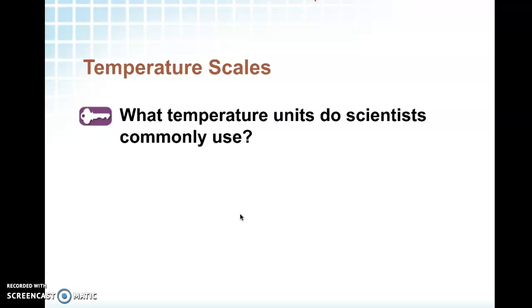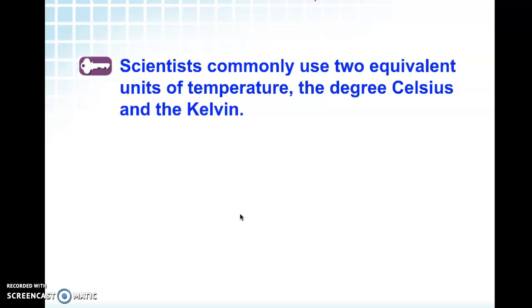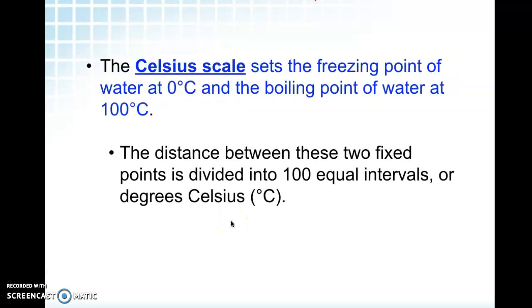Okay, now we have temperature scales. Temperature is defined as a measure of how hot or cold an object is. We're going to use 2 scales: degrees Celsius and Kelvin. We're not going to do anything with Fahrenheit, so you don't have to worry about converting between the Fahrenheit scale and the Celsius scale. Just Celsius and Kelvin is what we're going to work with.